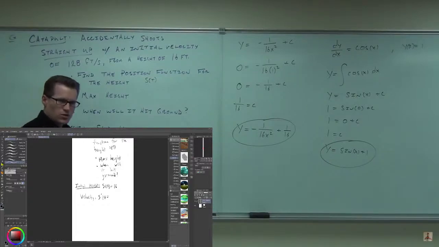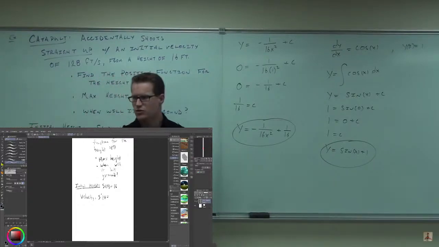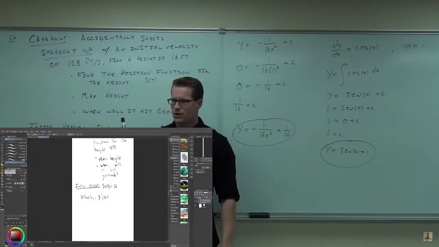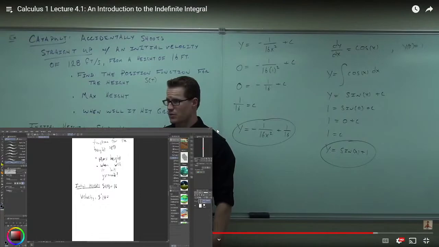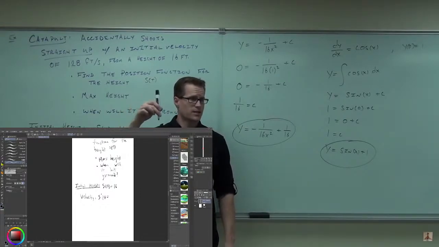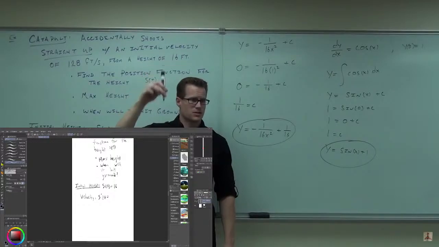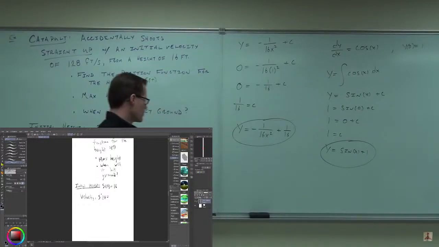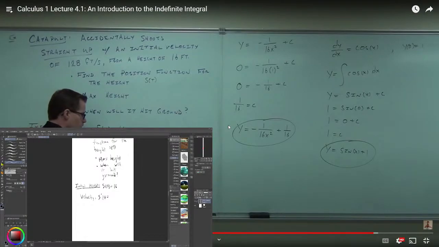Because what's going to happen to your projectile? Is it going to stay at 128 feet per second forever? No. Probably not, because it's going into outer space. It's going to slow down immediately after you launch it out of the catapult, right? Gravity's going to affect it. We're not going to do wind resistance, but gravity's going to affect it. It's going to come up, and then it's going to come down. True? So the initial velocity at time 0 is 128 feet per second.